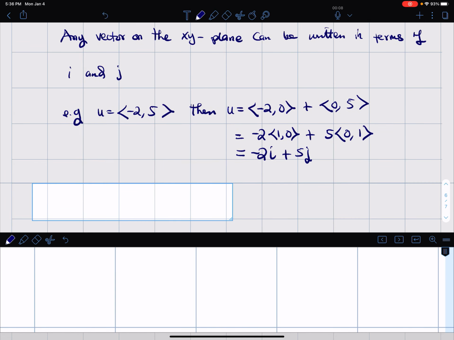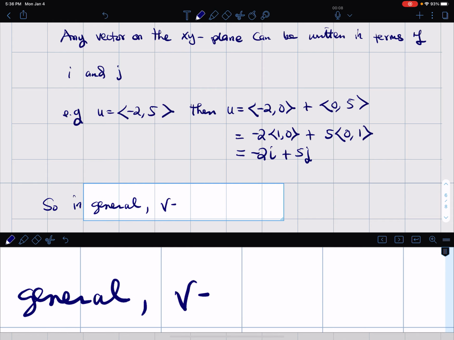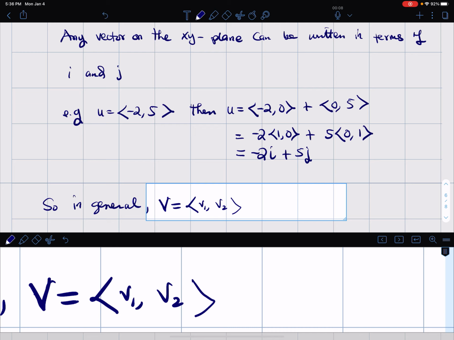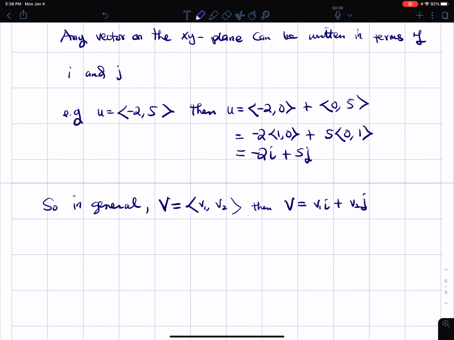So in general, any vector at all, v, which you have as (v1, v2), can be written as v1 i plus v2 j. All right, we're going to stop here.